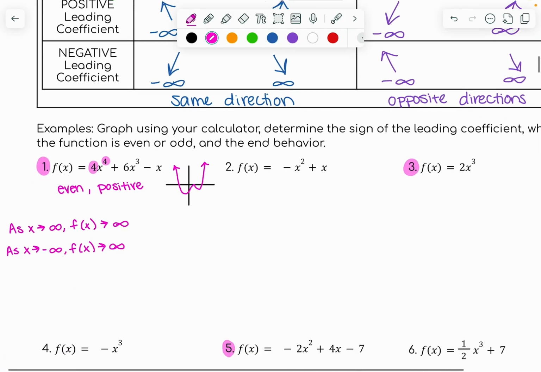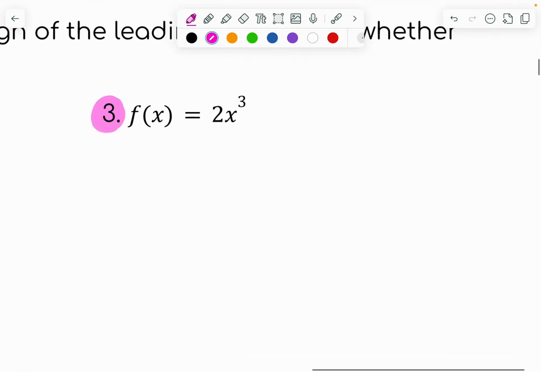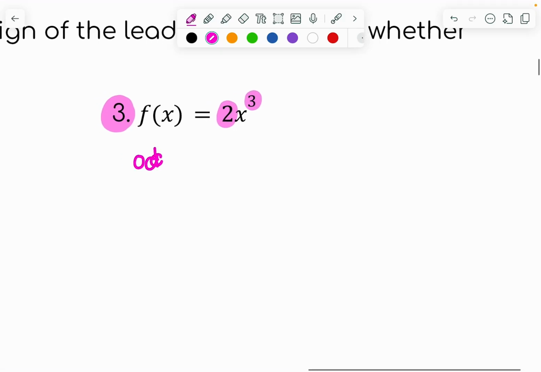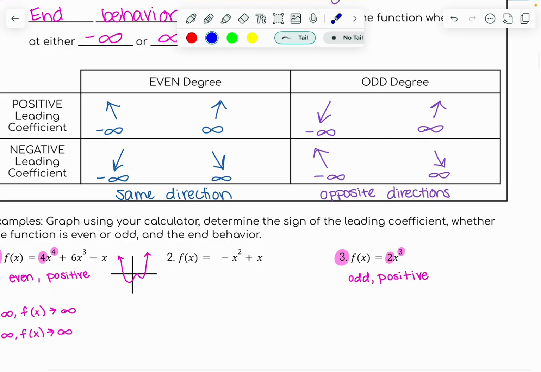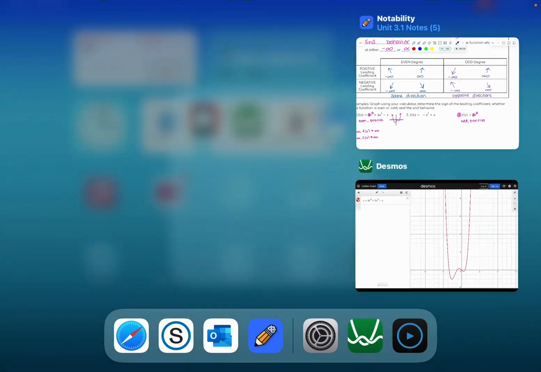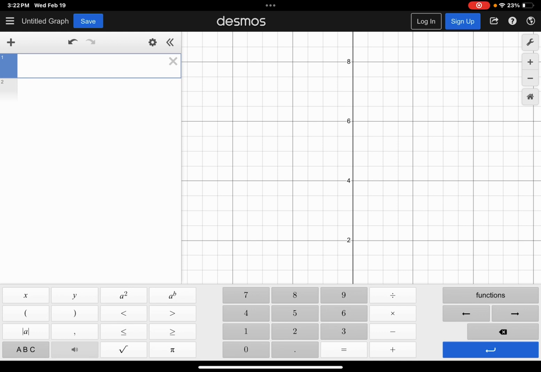Let's do another one. Number 3 here. Here's my degree. Here's my leading coefficient. In this case, I have an odd degree with a positive leading coefficient. So based on my chart, the ends of my graph should do this. So we're going to check ourselves. We're going to look at 2x cubed.